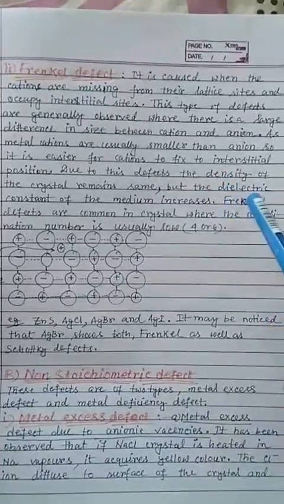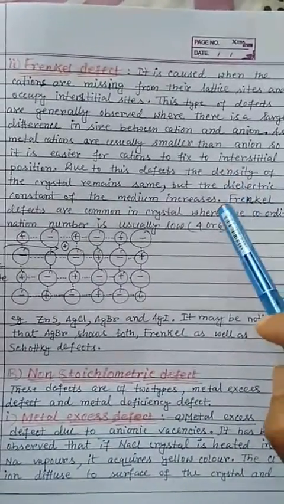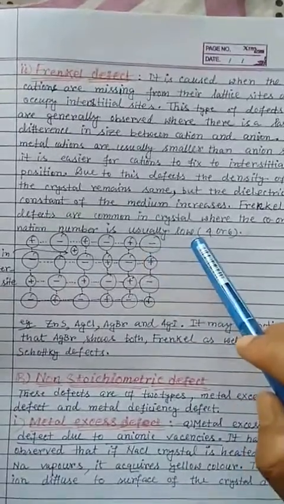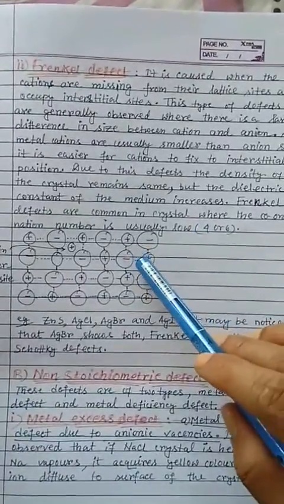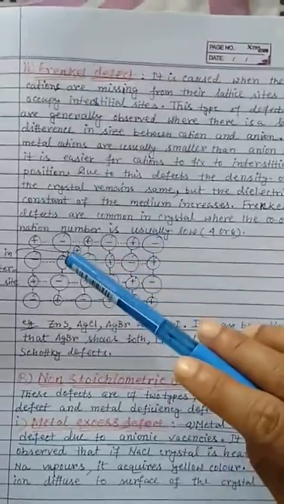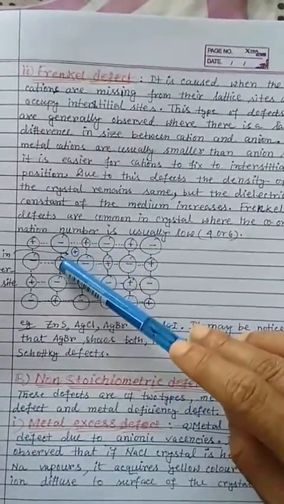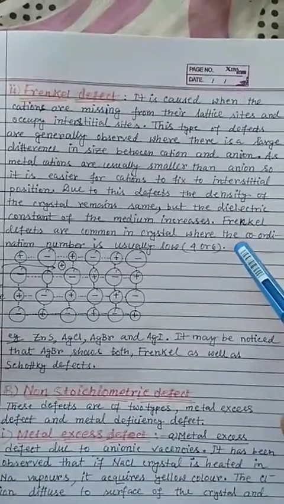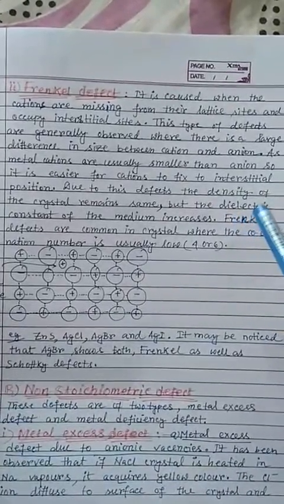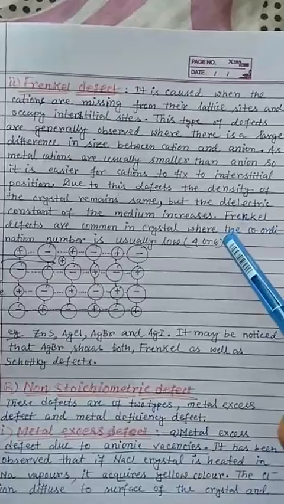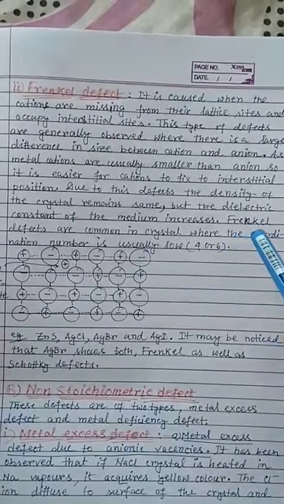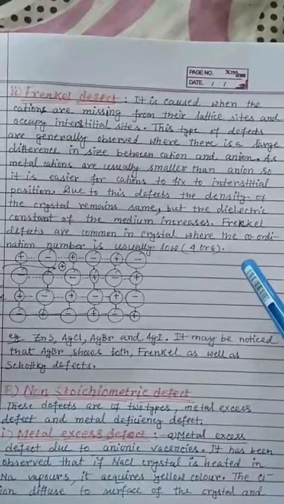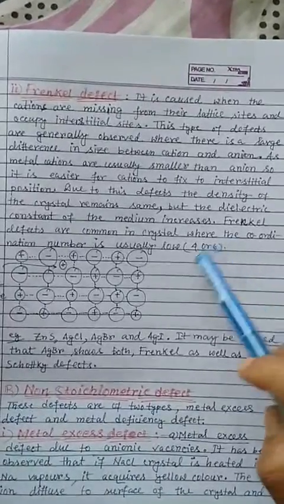Due to these defects, the density of the crystal remains the same, because a cation does not leave the crystal, but just changes its position from the perfect lattice point to some interstitial position. The density remains the same, but the dielectric constant of the medium increases. And Frenkel defects are common in crystals where the coordination number is usually not so high, meaning 4 or 6.